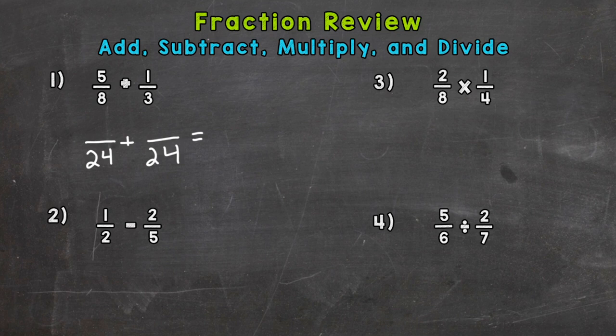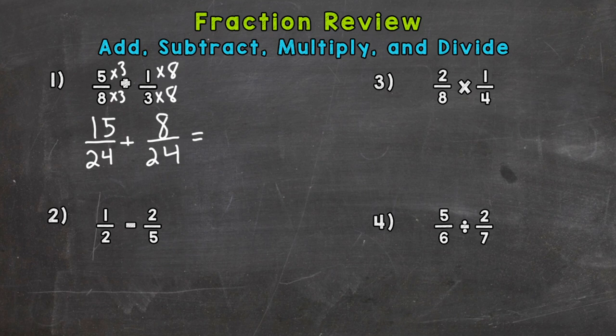So what we need to do now is rename them using equivalent fractions so they both have a denominator of 24. So I know 8 times 3 gives me 24. So in order to get an equivalent fraction, I need to do the same thing to the top. So 5 times 3 is 15. So 5/8 is equivalent to 15 24ths. Now for 1/3. 3 times 8 gives me that 24, so I need to do the same thing to the top. 1 times 8 is 8.